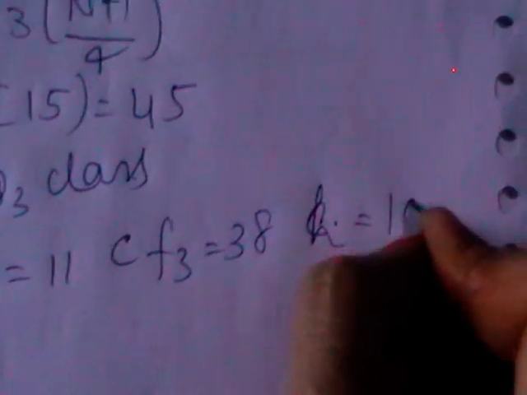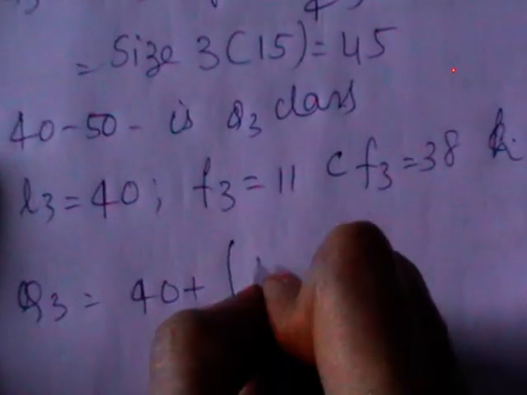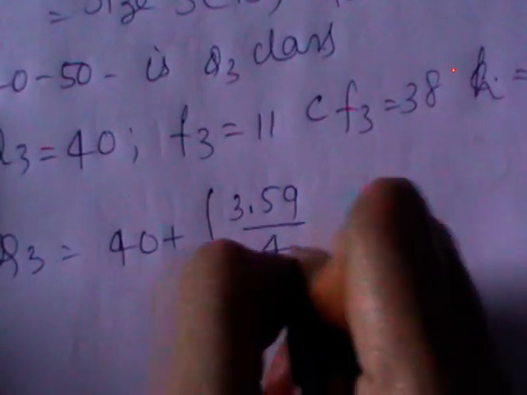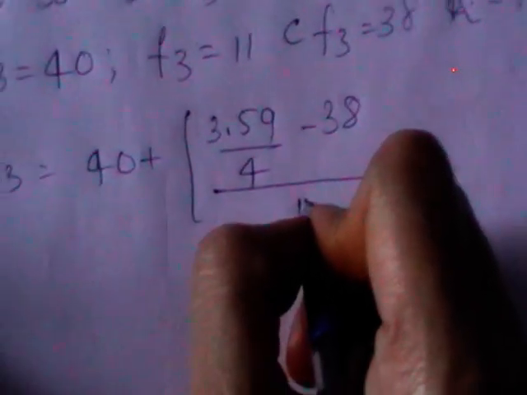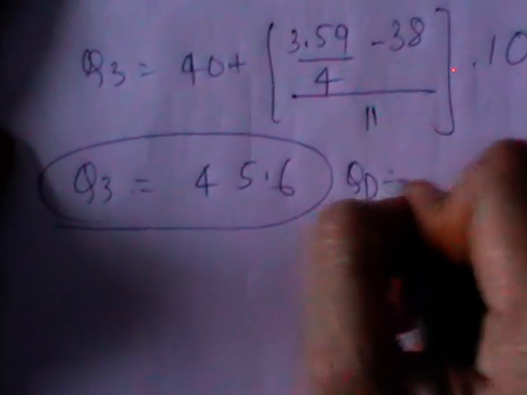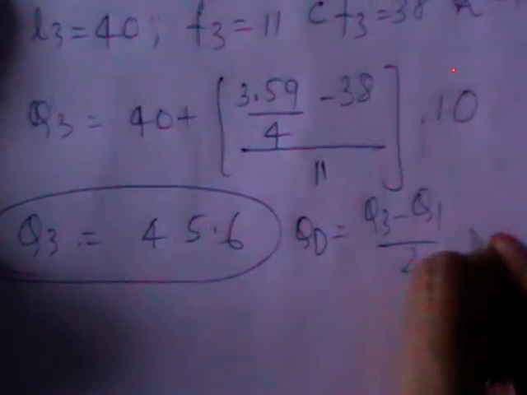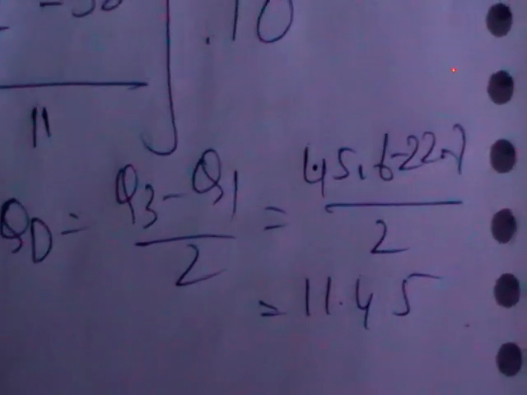H is 10. So Q3 will be 40 plus 3 into 59 by 4 minus 38 by 11 into 10. I'll write the value directly, which is 45.6. We got Q3 as this. And what is the formula for QD? Q3 minus Q1 by 2. And you calculate the coefficient of quartile deviation. Okay, thank you.